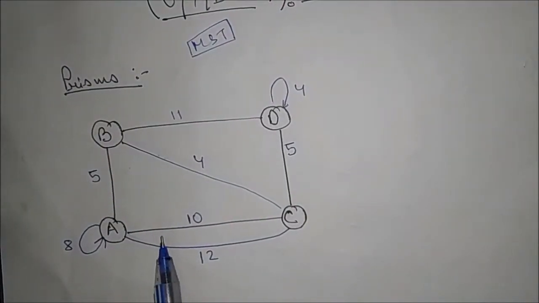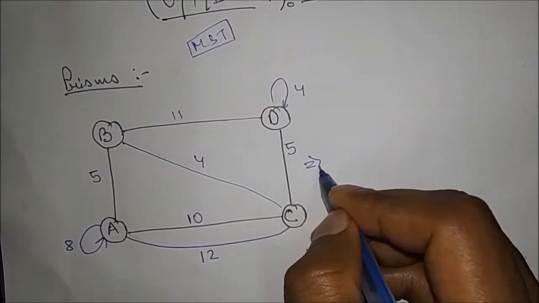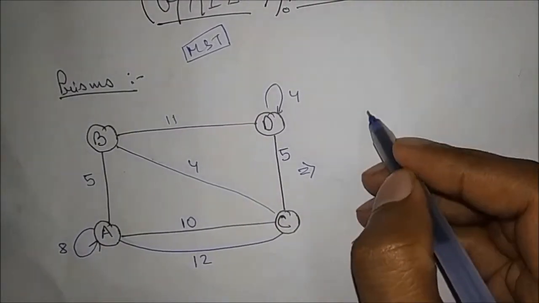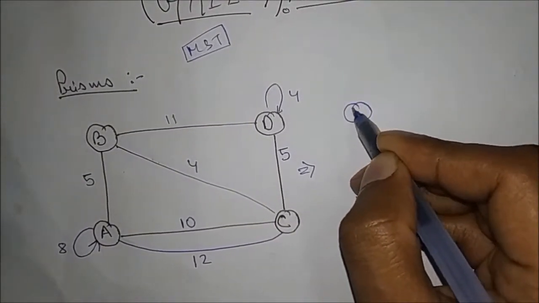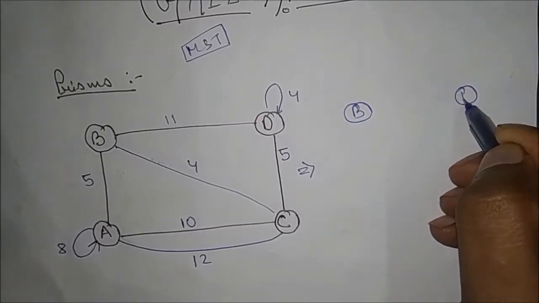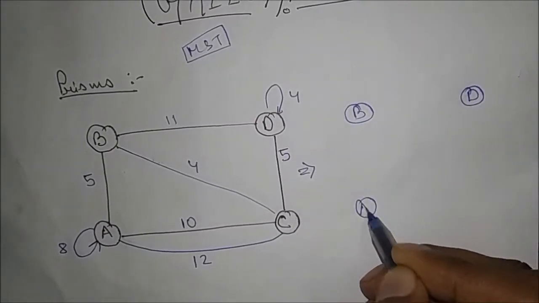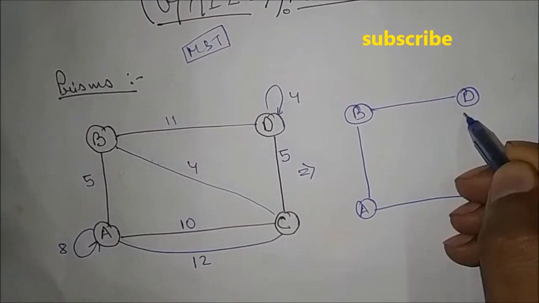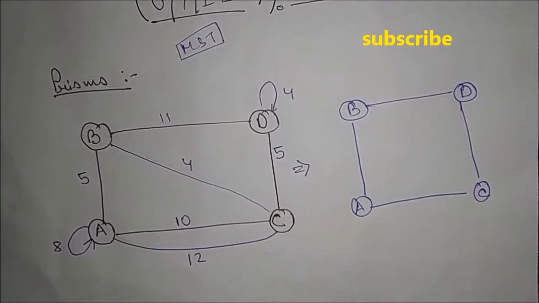Now the first step is we have to optimize this graph. While optimizing, see, there are 4 nodes: A, B, C, D. We'll draw the nodes here: A, B, and C. Now we'll connect the paths. See, now we've connected these paths.